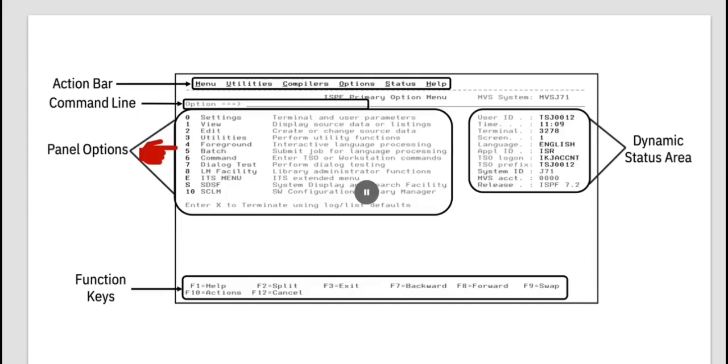So if you want to go to dialog test, for example, you would put a 7 on the command line and then hit enter, because 7 is the number on the panel options for dialog test. At the bottom, there's a listing of function keys. These remind you of what you can do using the function or F keys on your keyboard. For example, F7 goes backward and F8 goes forward when you're working on a program or a file that's bigger than your screen will fit.